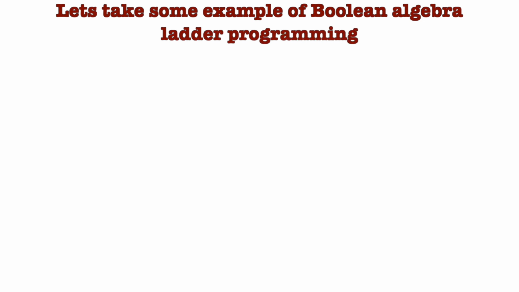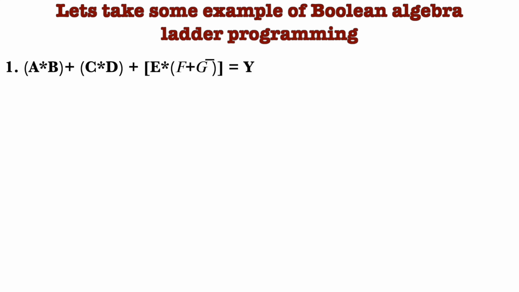Now let's take some examples of how we can convert a Boolean expression into a ladder program. So now consider the first expression, which reads A multiplied by B plus C multiplied by D plus E multiplied by F plus G bar equals the output Y.